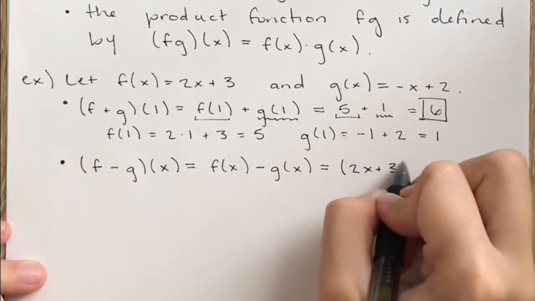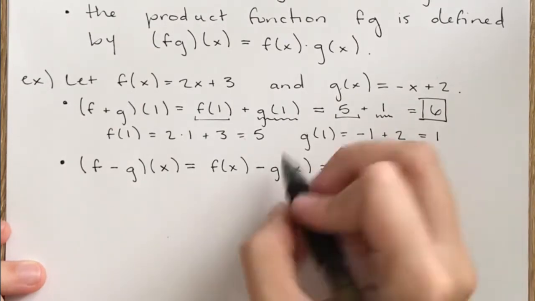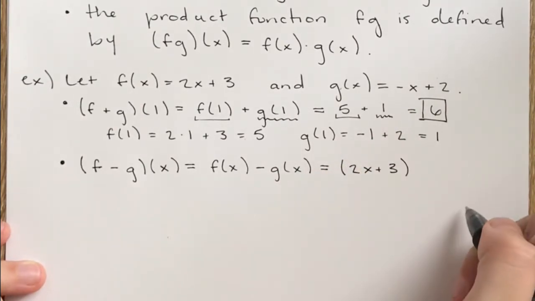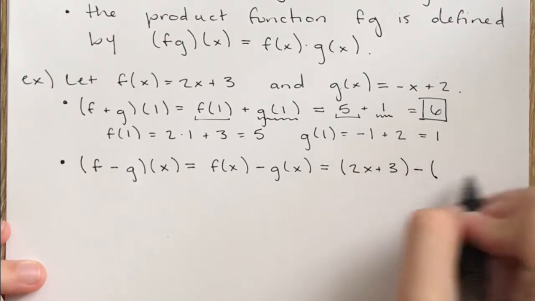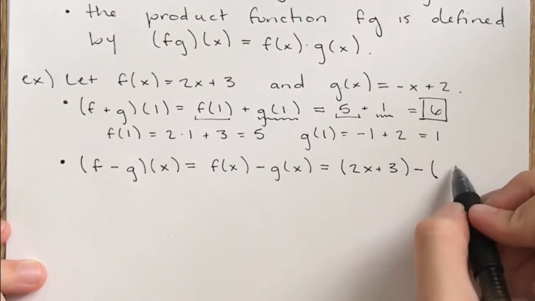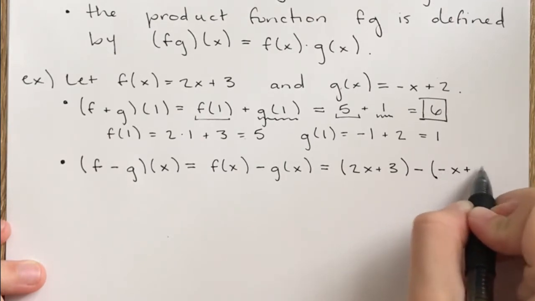2x plus 3, right? And g of x is equal to what? We're subtracting, so we want to have that negative. G of x is equal to negative x plus 2.